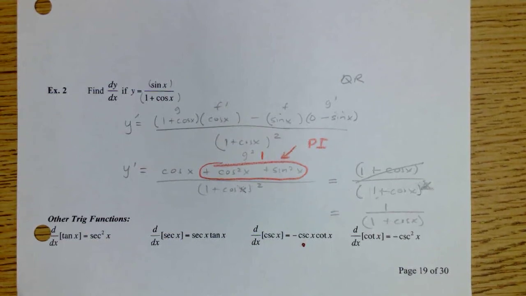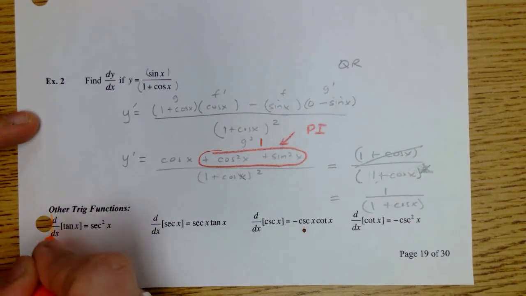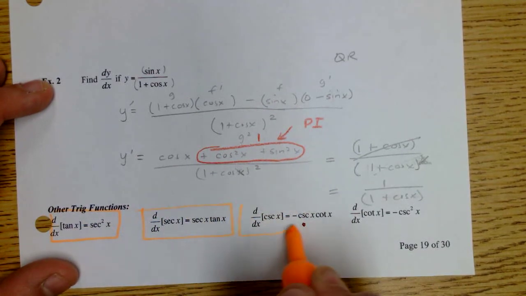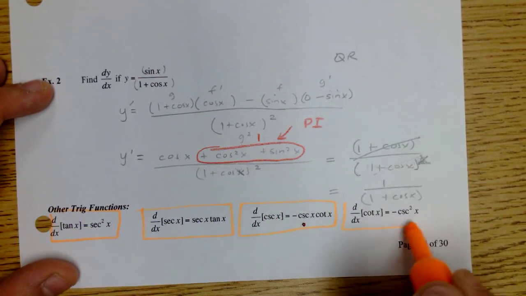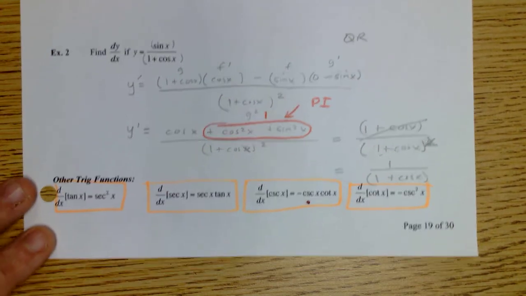So at the beginning of the notes, we covered the derivative of sine and the derivative of cosine. Down here at the bottom, we're going to also look at 4 more that we can just use and plug in terms of substitution.